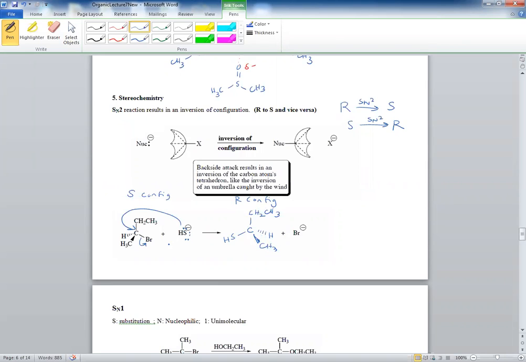Could you have drawn this by switching two bonds? You know, keeping, let's say, the S here, and switching, let's say, the ethyl and the methyl? You could have. But again, you just have to make sure that the configuration is correct.